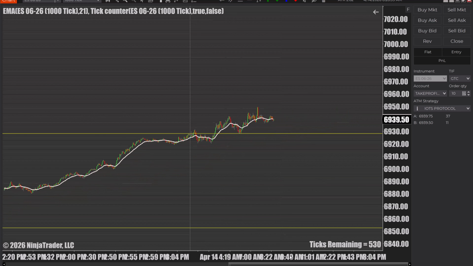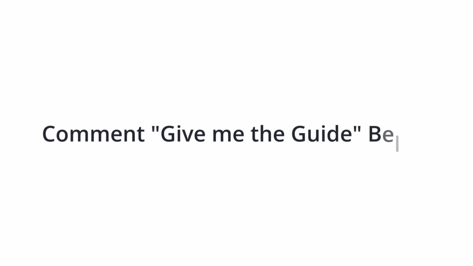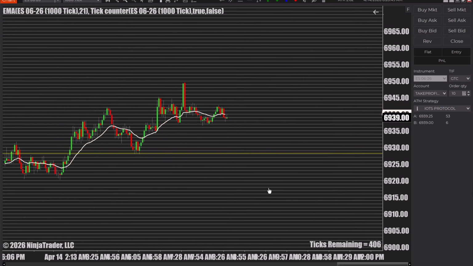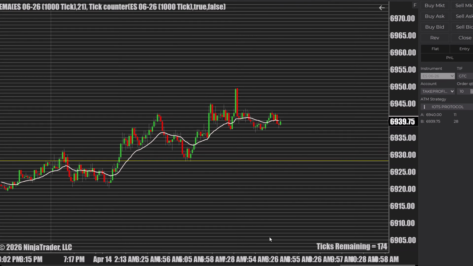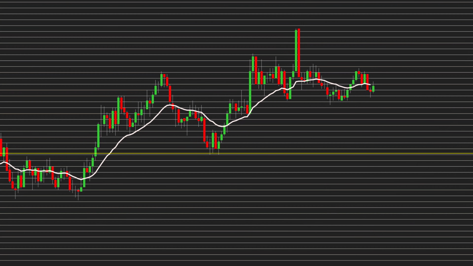All right, so we're above both levels, obviously, so the bias is long, people. We are looking for a long when this market opens in a minute. But here's the problem. I see two legs up. Can y'all see it?